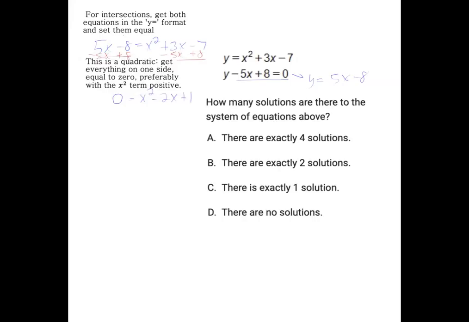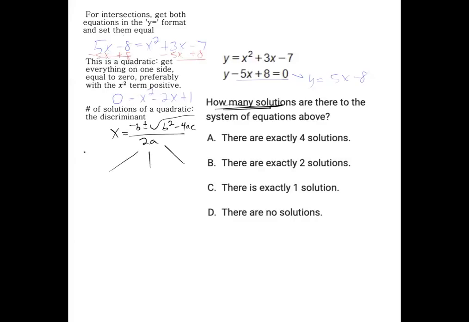Now, note that they're not asking you what is the solution. They're saying how many solutions. And the number of solutions of a quadratic is a reference to the idea of the discriminant. And the discriminant is the part of the quadratic formula that is under the radical. So the quadratic formula, you have to know it by heart for the SAT. Negative b plus or minus the square root of b squared minus 4ac all over 2a.